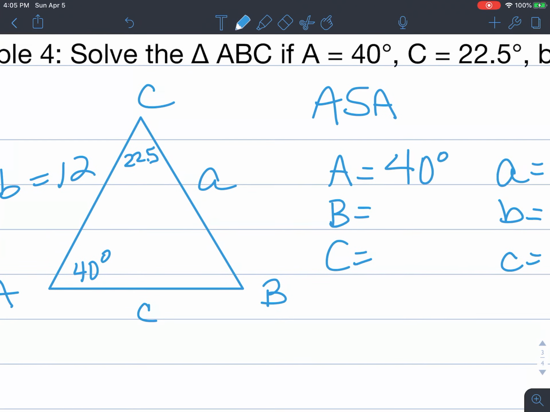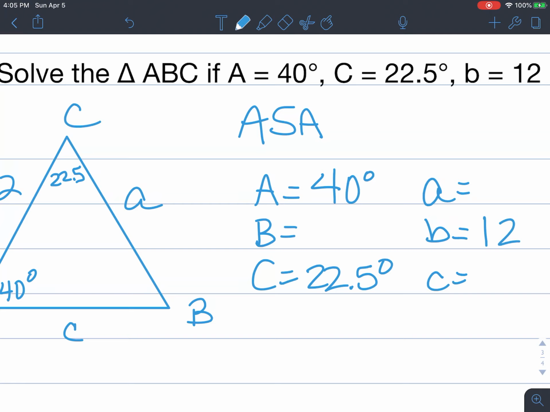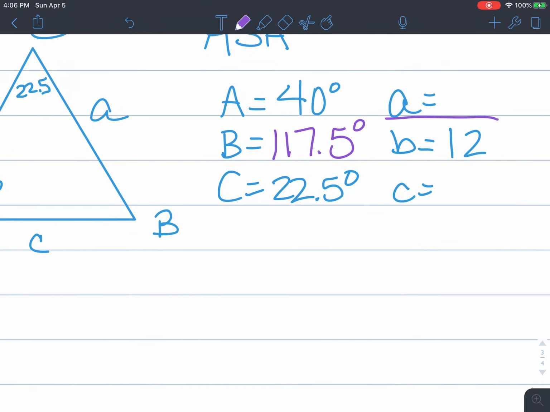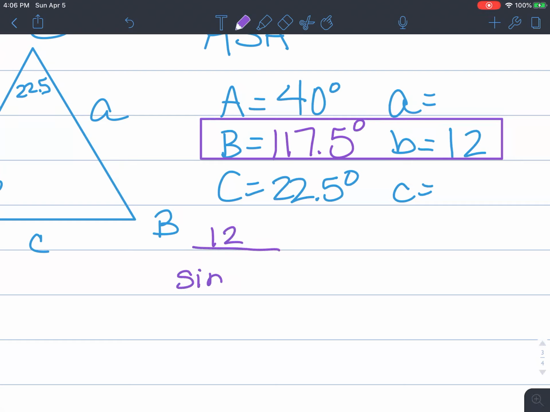We're going to make our list. Angle A is 40, angle C is 22.5, and side B is 12. So let's remember what's the first thing we're going to do. We're going to add those angles, subtract from 180 so that we can get angle B. Okay. So this is the ratio I have of the same letter, so that's the one I'm going to have to use. So 12 over sine 117.5 equals A over sine 40.